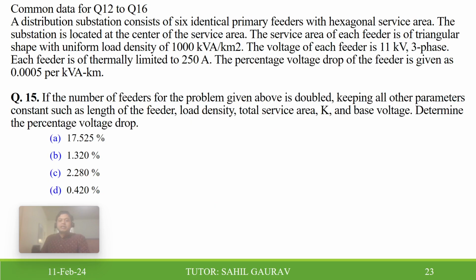Now let us see the next problem. In this problem, if the number of feeders for the problem given above is doubled, keeping all other parameters constant, such as length of feeder, load density, total service area, and base voltage, determine the percentage voltage drop. So the number of feeders gets doubled. So if the number of feeders gets doubled, then what will the percentage voltage drop be?